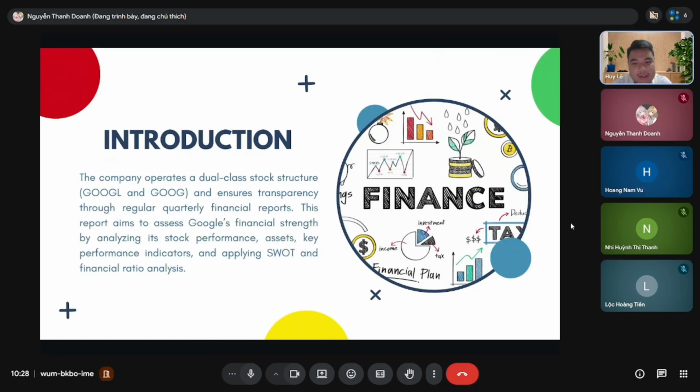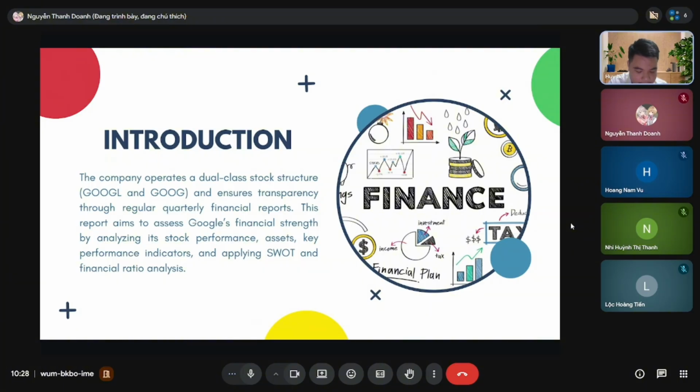The company operates a dual-class stock structure, that is GOOGL and GOOG, the two tickers on the stock market. This ensures transparency through regular quarterly financial reports, and the presentation also aims to assess Google's financial strength by analyzing its stock performance, assets, key performance indicators, as well as applying SWOT and financial ratio analysis.